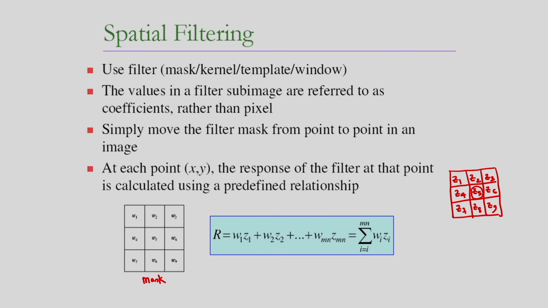After this, corresponding to the pixel Z5, I am determining the response of the mask. The response of the mask is given by W1 times Z1 plus W2 times Z2, like this I have to determine the response of the mask for the image pixels. So the pixels are Z1, Z2, Z3 up to Z9, and in this case I am considering the 3 by 3 mask. The 3 by 3 mask is considered. That is the symmetric mask.